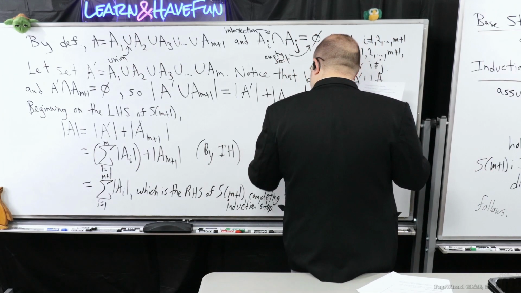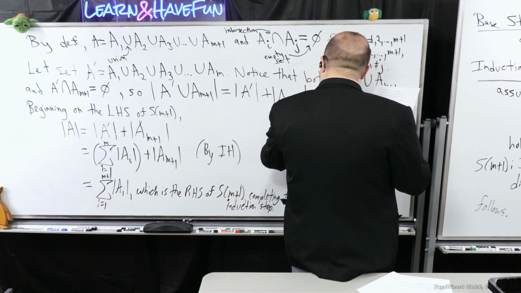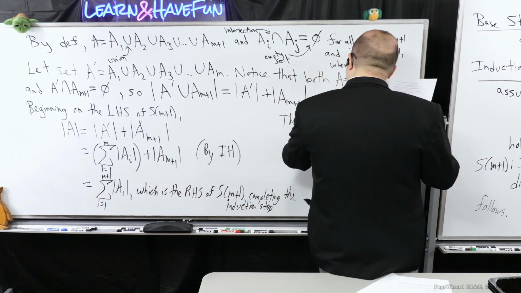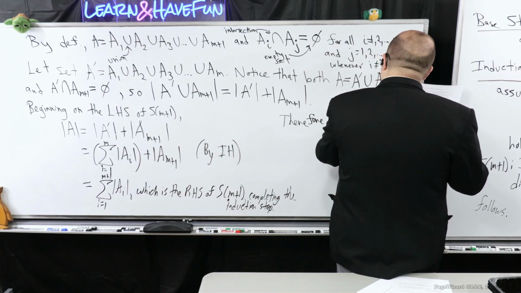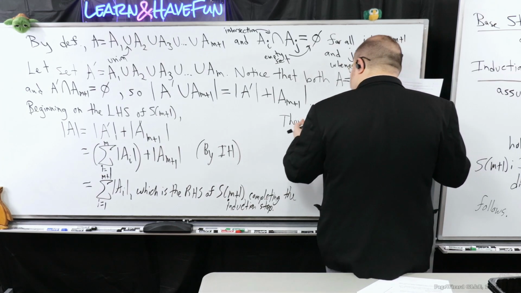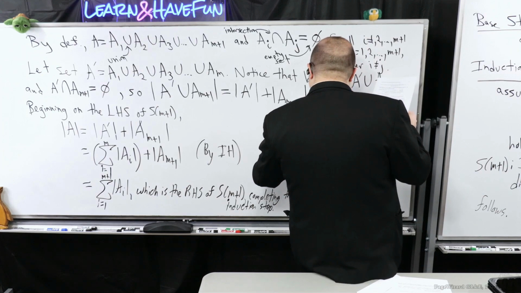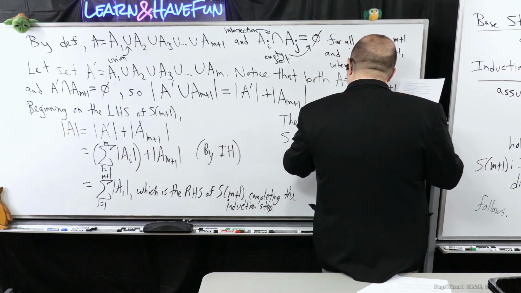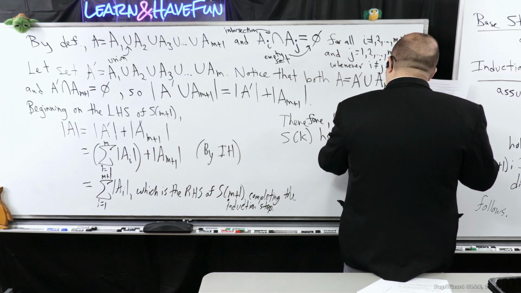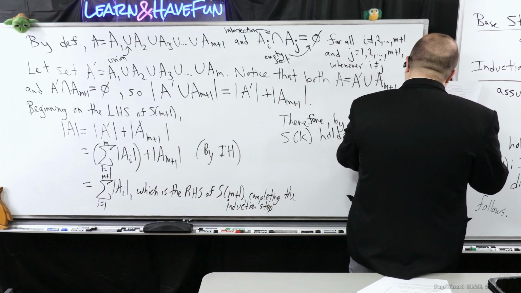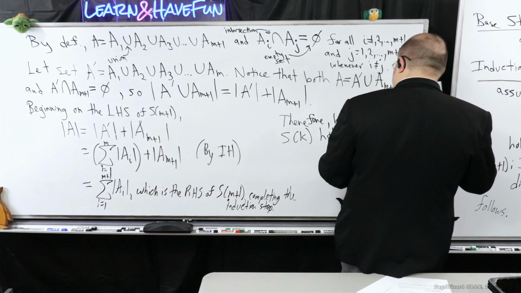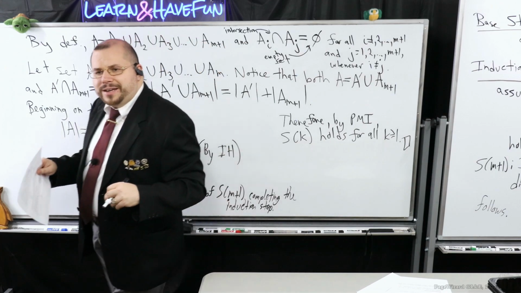Therefore, so this would go just below this, but I've run out of space below there. Therefore, by the principle of mathematical induction, which is a theorem, by the way, we're using that, S of k holds for all k greater or equal to 1. And that completes the proof. That box over there indicates the end of the proof.